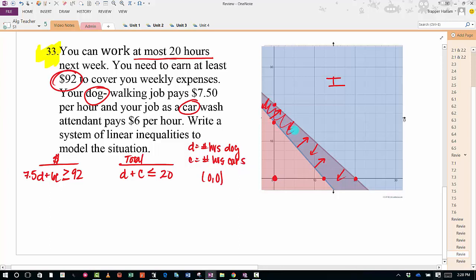What you find is that the shaded region is in the middle. So any combination of hours that falls anywhere in here, above the blue line and below the red line, will keep you under 20 hours of work in the week, and it'll make you at least $92 or more for that situation. All right, so there's your review.